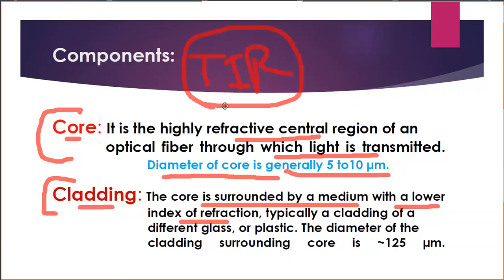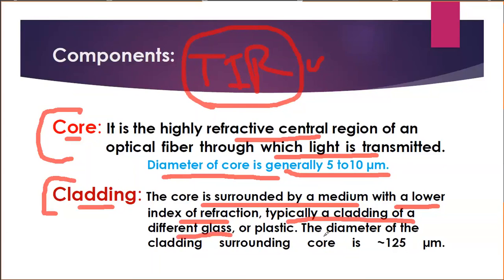Okay, so that is how you need to look at it. We'll discuss this TIR also in one single slide, but anyway, to make TIR possible, we are keeping the core at the maximum refractive index and the cladding at a slightly lower refractive index compared to the core. The cladding is made of a different glass material which has a lower refractive index than the core.